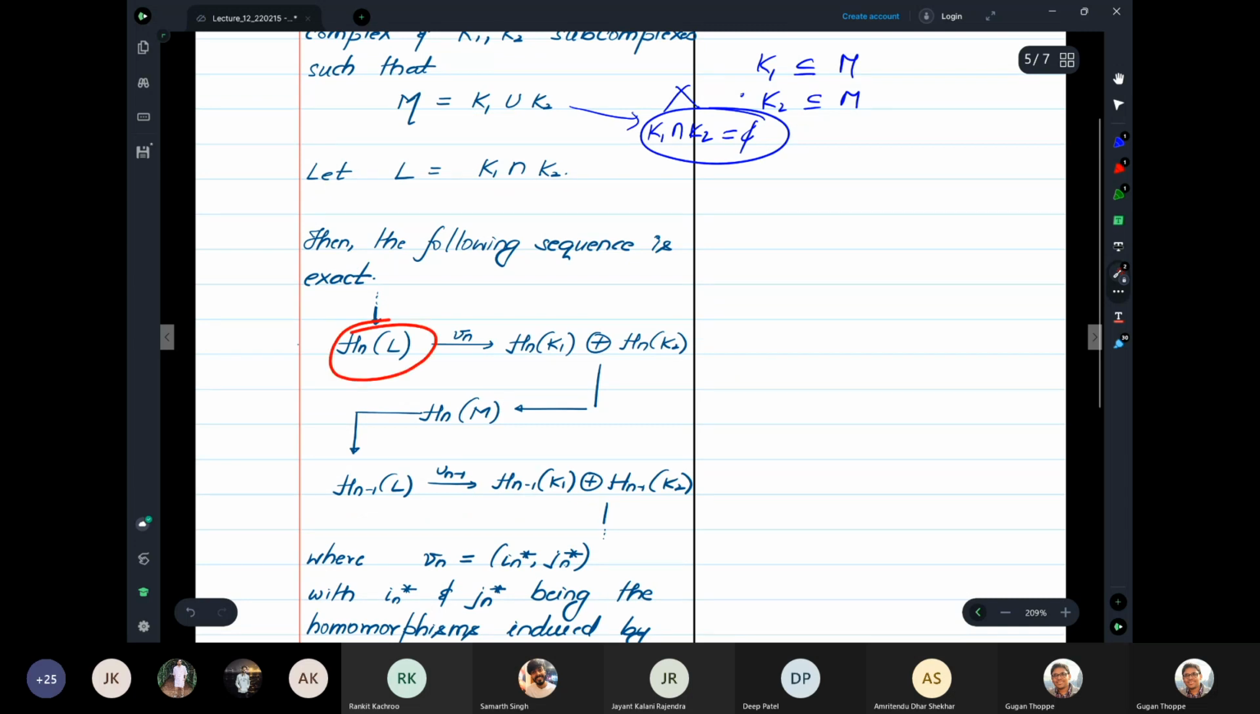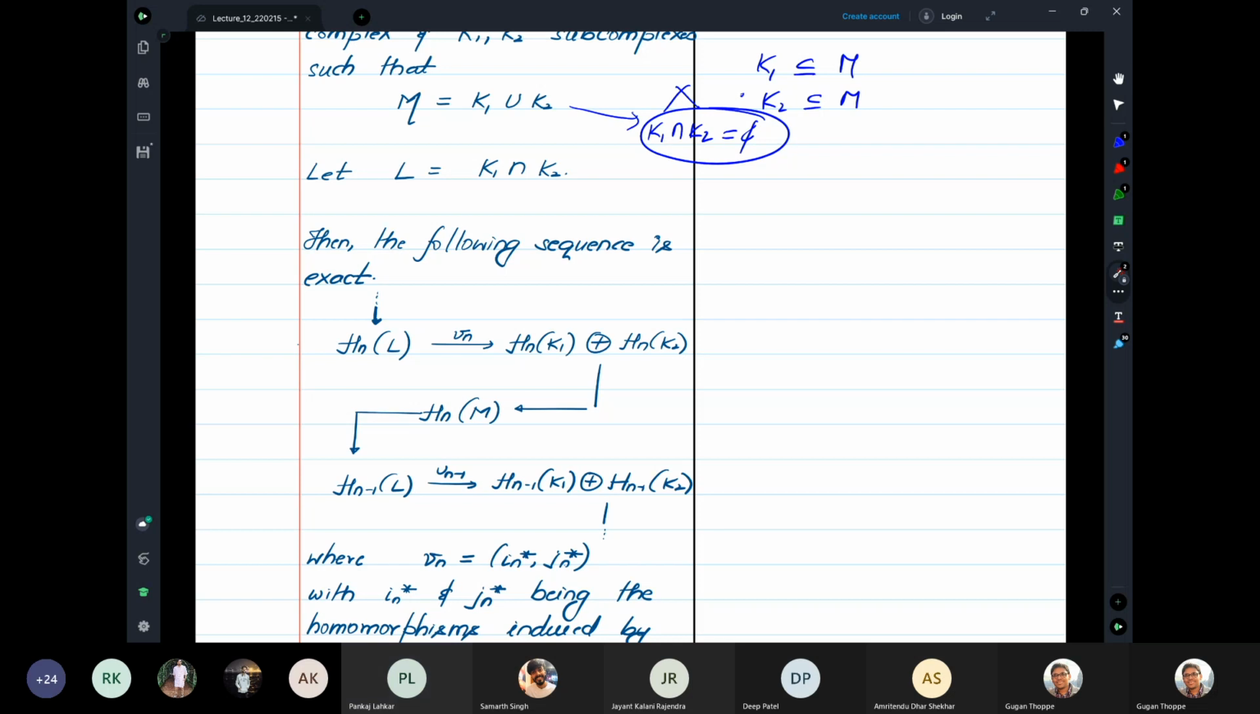So Hn of L is basically the... can one of you tell me, if K1 and K2 are simplicial complexes, is K1 intersection K2 also a simplicial complex? Can one of you volunteer and tell me that? Yes, Pankaj, please go ahead. If they don't share any component, I think they won't be a simplicial complex. Yes, why not? The empty set, we will really consider it to be a simplicial complex.